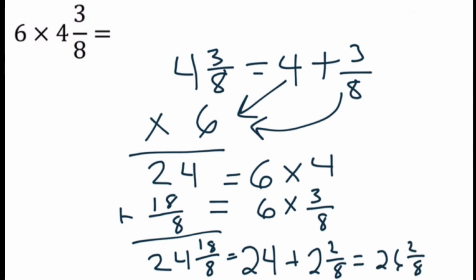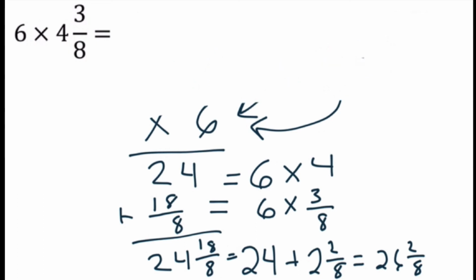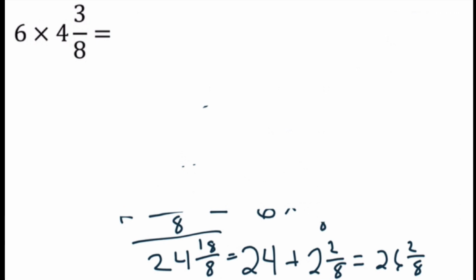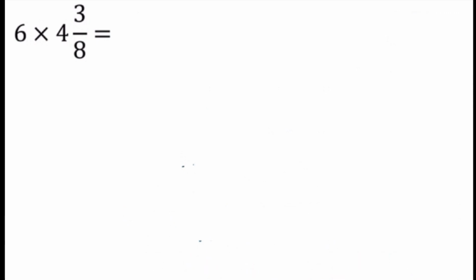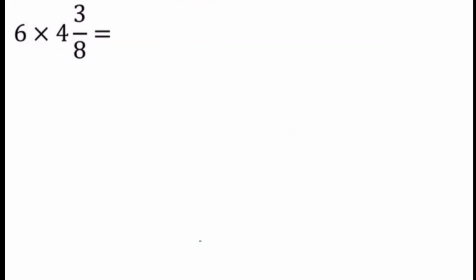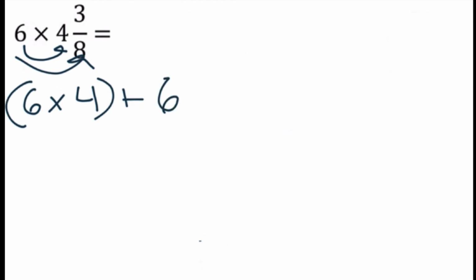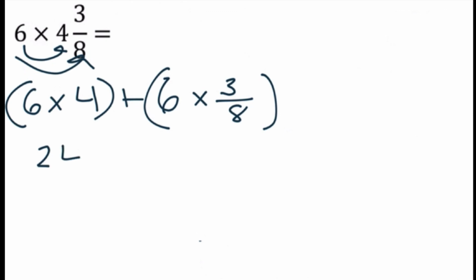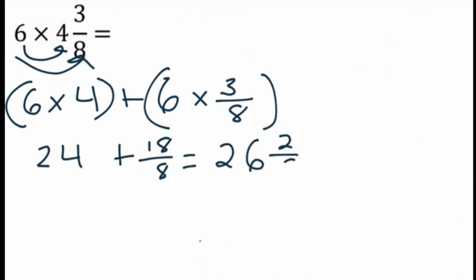Now, do you have to solve it vertically? No, you can solve it horizontally as well. So if I were going to solve it horizontally, I might look at this problem and think to myself, oh, I can do 6 times 4 plus 6 times 3/8. I just make sure I multiply my whole number by each part of my mixed number. So 6 times 4, 24, 6 times 3/8, 18/8. Just like we got before, we're going to get 26 and 2/8.